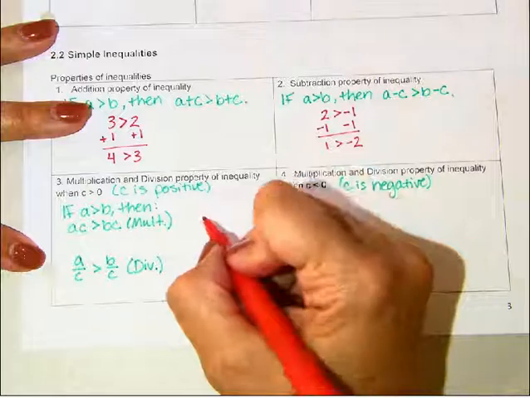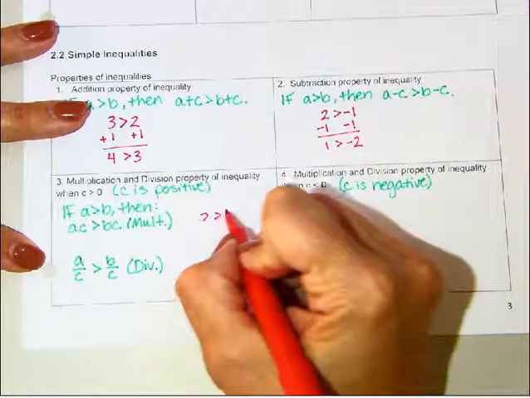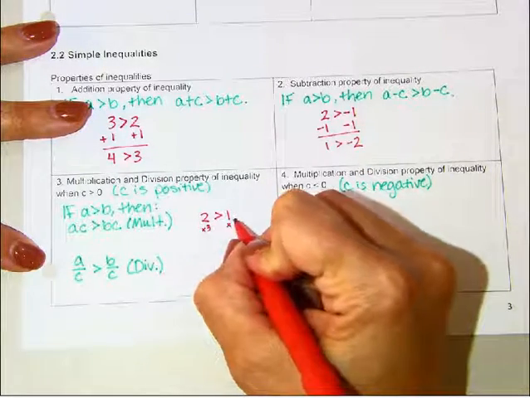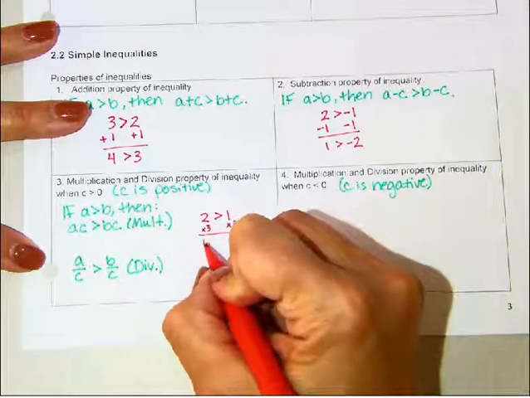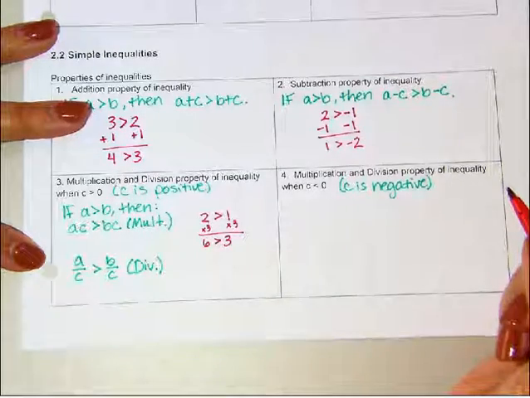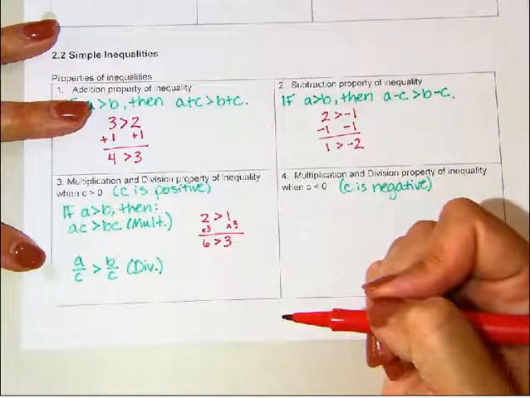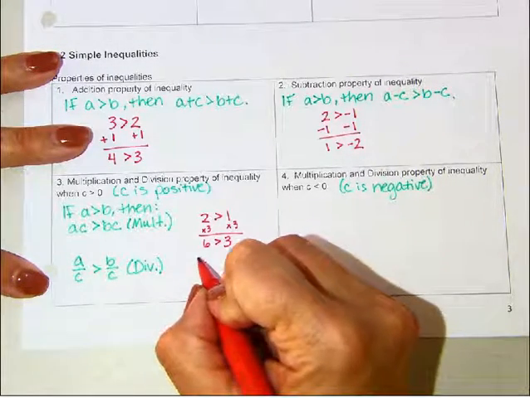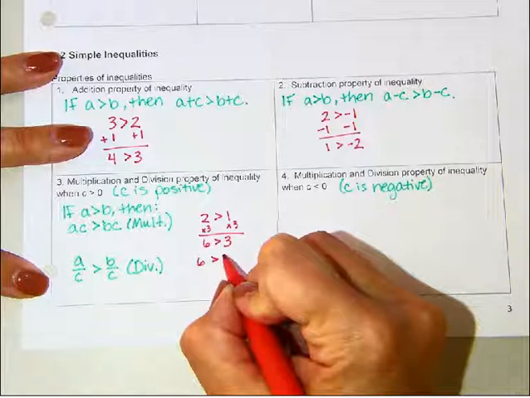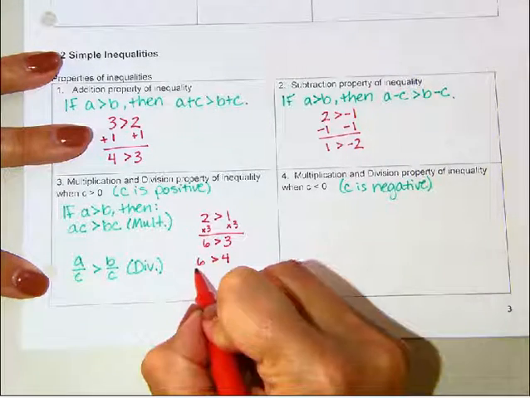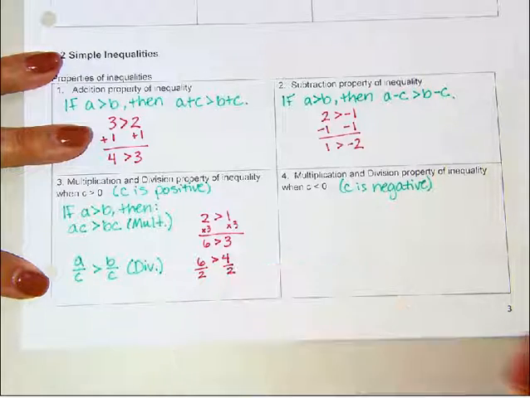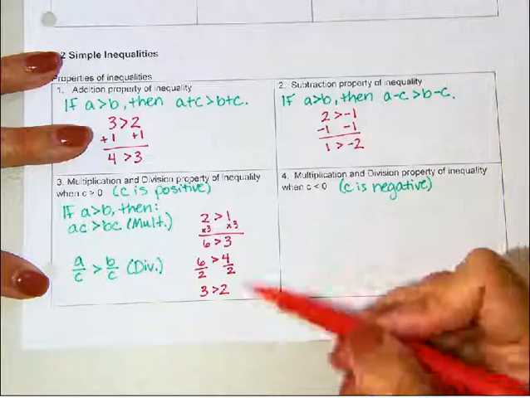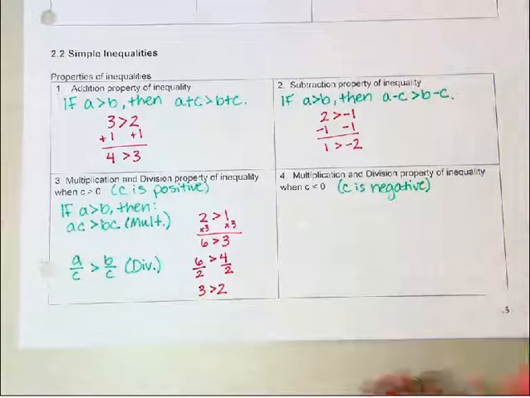So if I take 2 greater than 1, and I multiply by a positive number, so let's just multiply both sides by 3, I get 6 is greater than 3, and that is still true. My symbol did not change, and my inequality works. So if I do this for division, and I say, all right, 6 is greater than 4, and I divide by a positive number, so let's divide both sides by 2, I get 3 is greater than 2, and that is true. My symbol did not need to change, and everything stayed okay.